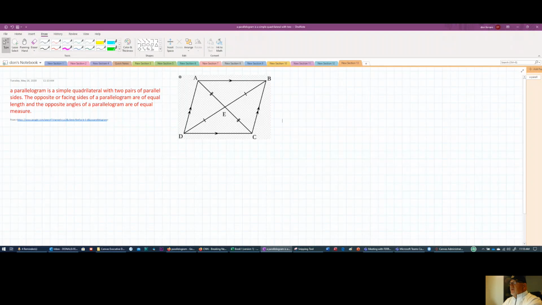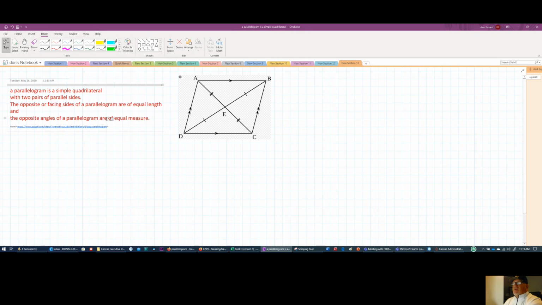Now, in order to get 9.2, we've got to understand what a parallelogram is. I just did a quick Google search, and a parallelogram is a simple quadrilateral, being four sides, with two pairs of parallel sides. The opposite or facing sides of the parallelogram are equal length, or congruent. And lastly, the opposite angles of the parallelogram are equal measure.